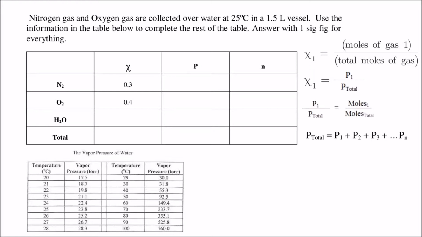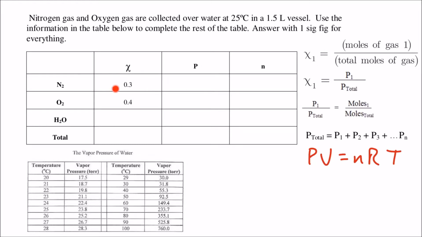I've listed over here to the side a bunch of equations that we might end up using, and I'm noticing that we forgot one we're going to need, and that is the ideal gas law, PV equals nRT. We'll definitely need that. So let's get to work.